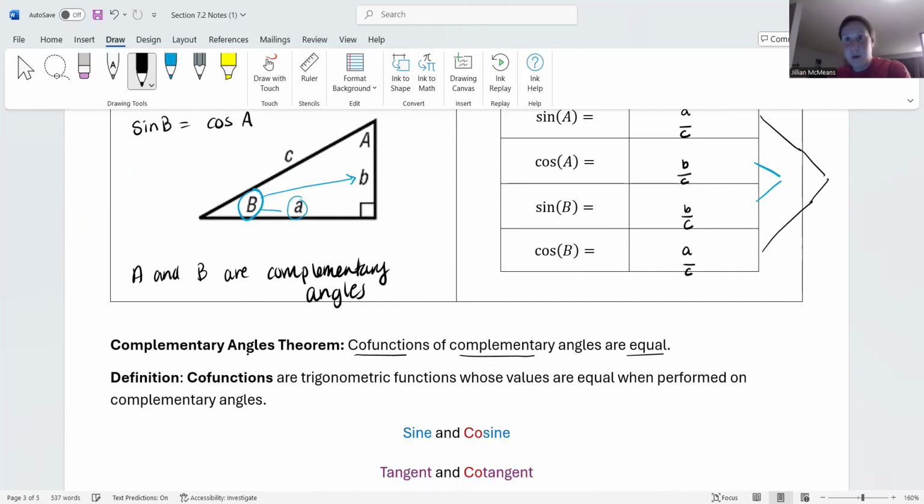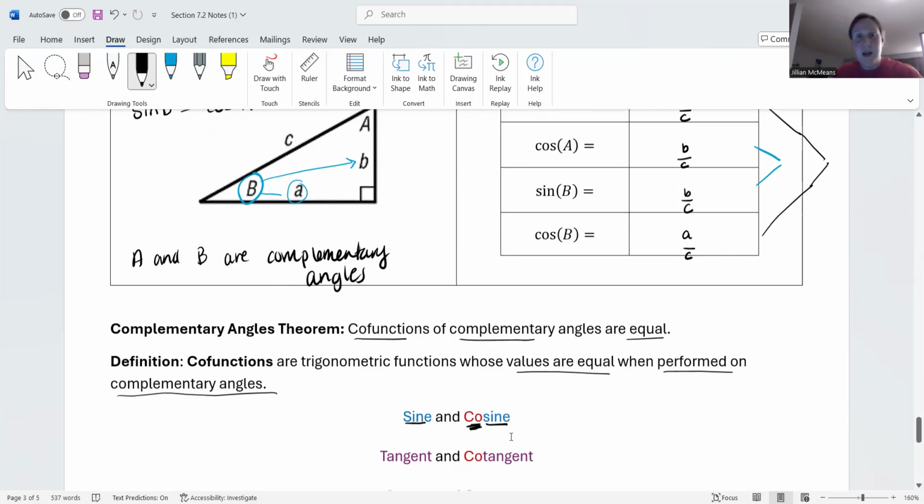Well, that's great, but what in the tarnation is a cofunction? I'm here to tell you. So cofunctions are trigonometric functions whose values are equal when performed on complementary angles. Okay, so we know that sine of B is equal to cosine of A. A and B are complementary angles. So what we have found is that sine and cosine are cofunctions. Okay, and it should make sense. We see the word sine and then we see cosine.